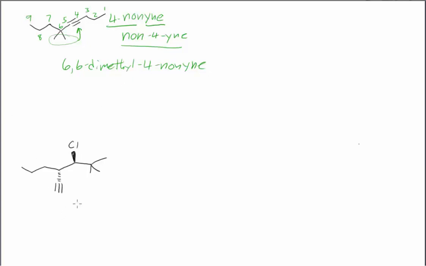We don't want to spend too much time working on these, but it is important to at least be able to name them in a relatively straightforward manner. So again, the longest chain must contain the alkyne, and that means that our numbering scheme goes like this. Even though we have 3 carbons over here and I could draw a 7-carbon parent chain, I must include the alkyne as part of my main chain. And I have 2 stereocenters, so let's go ahead and assign configuration to both of those.